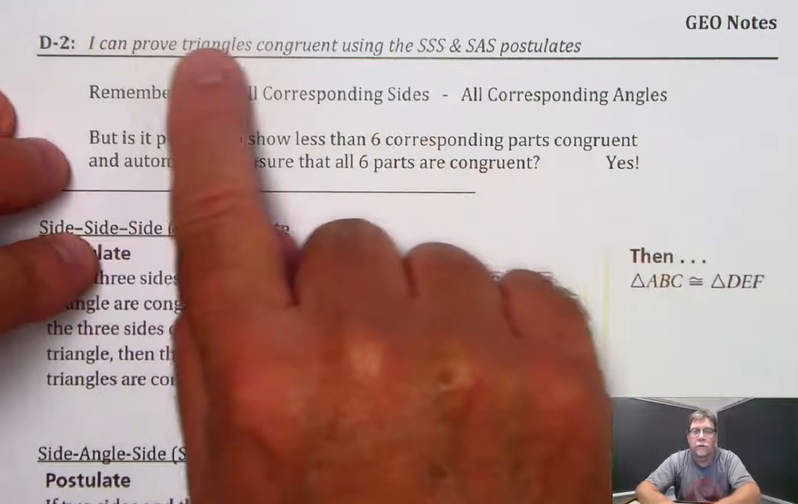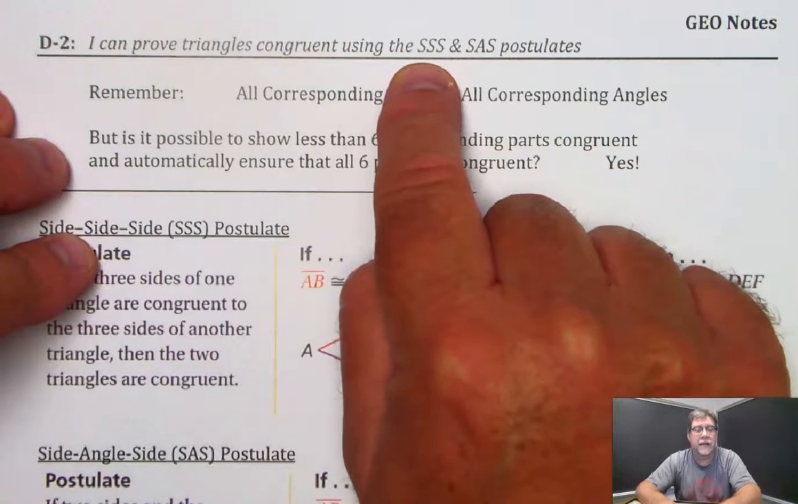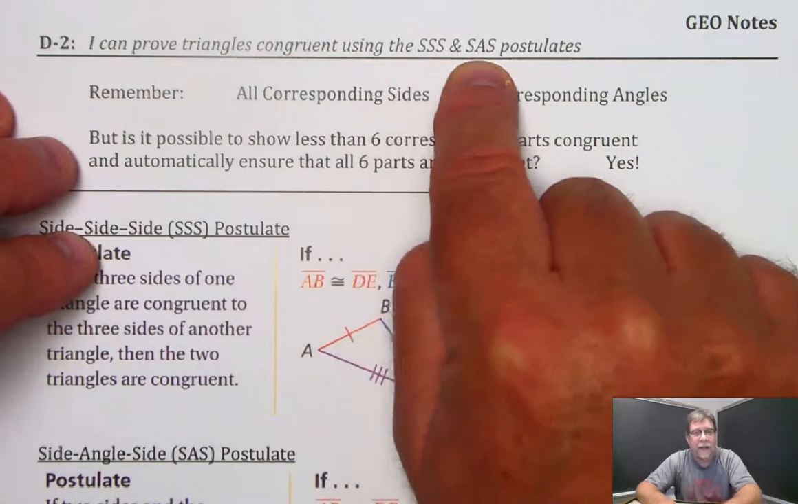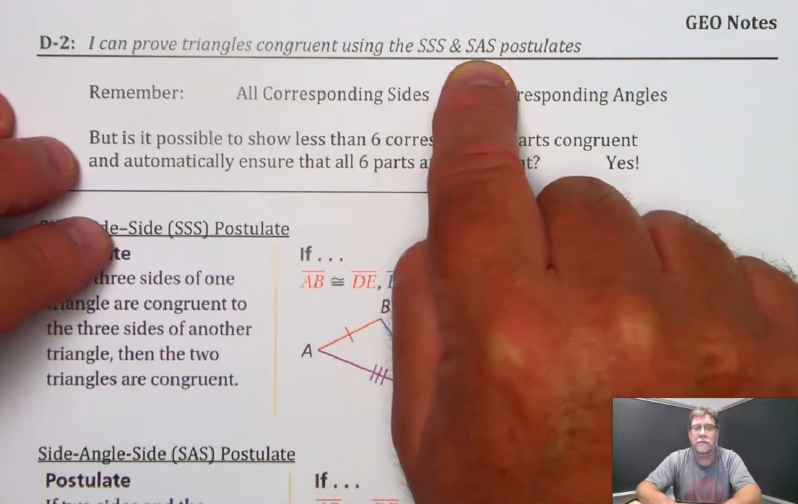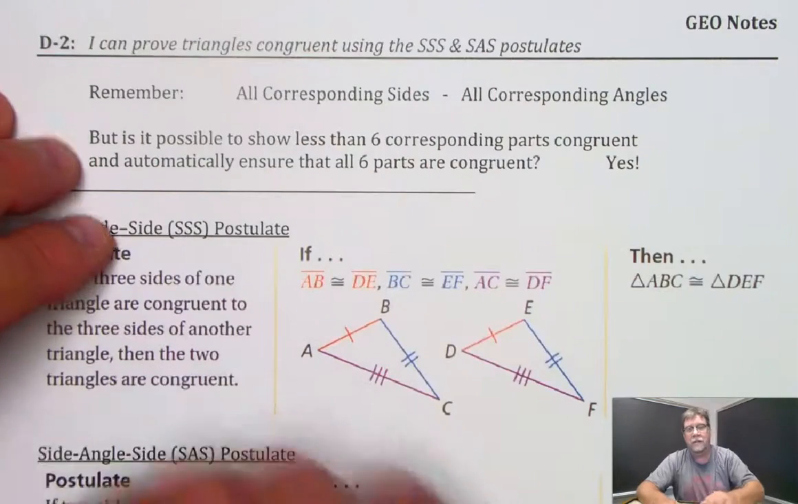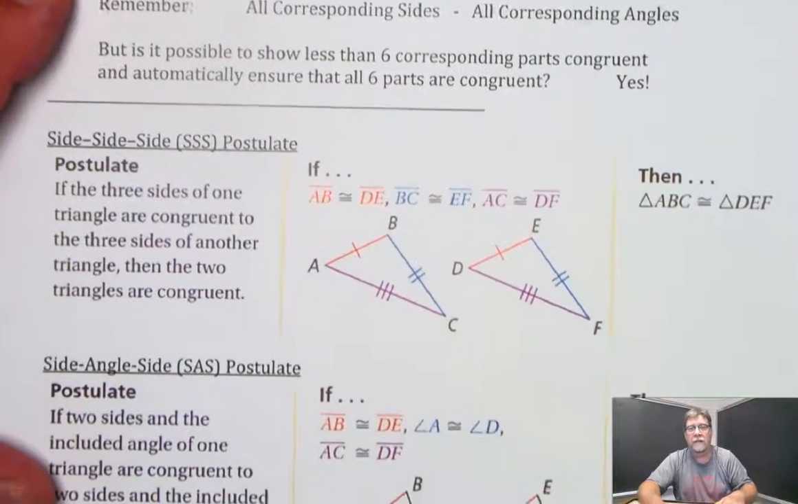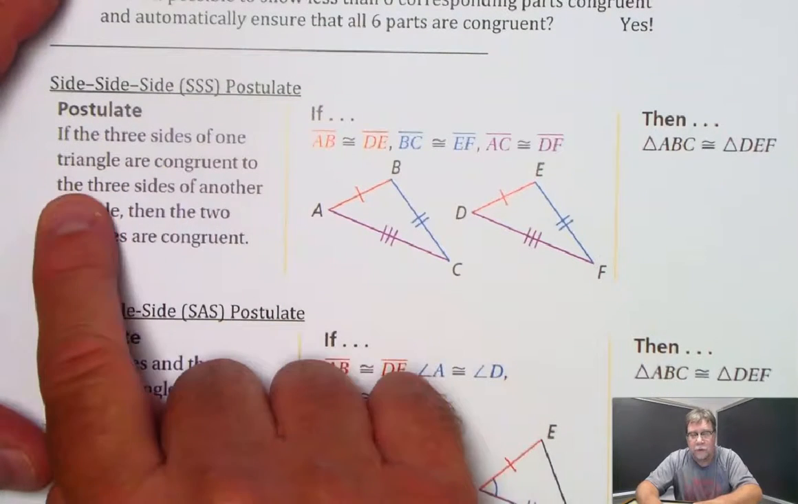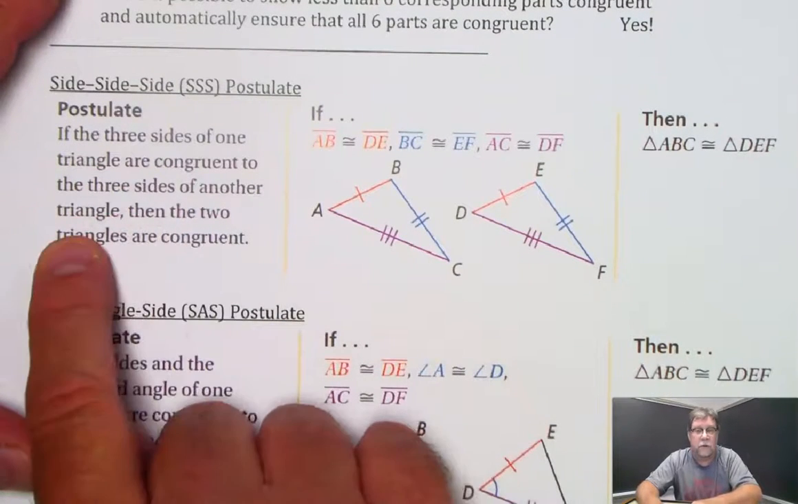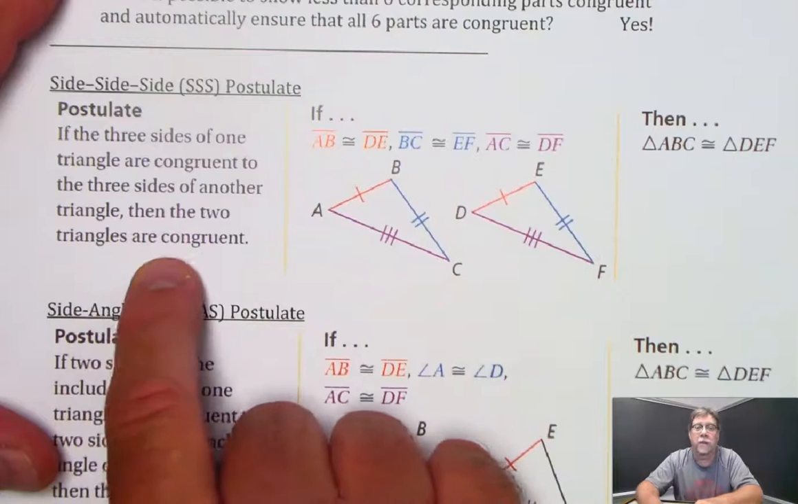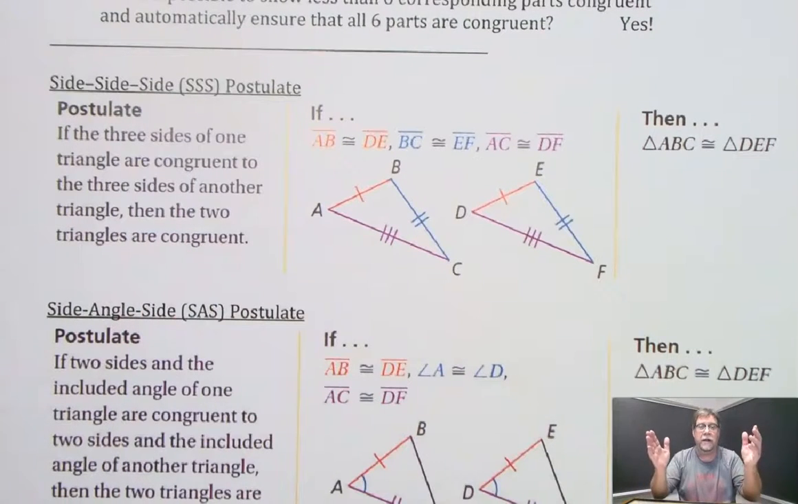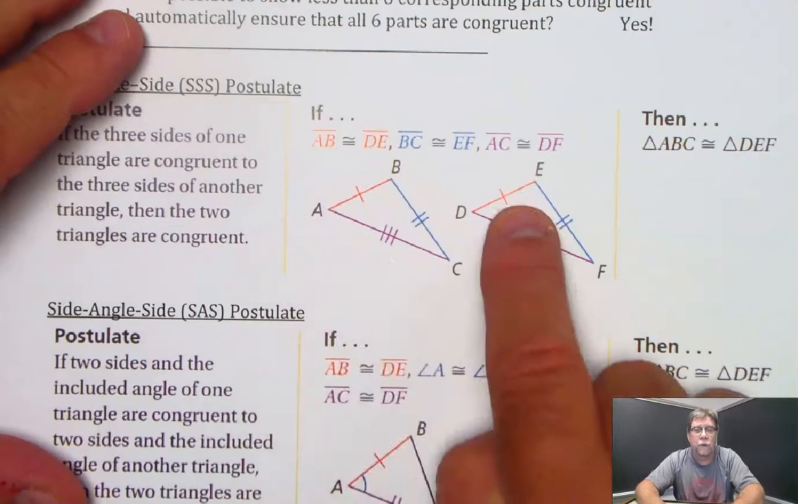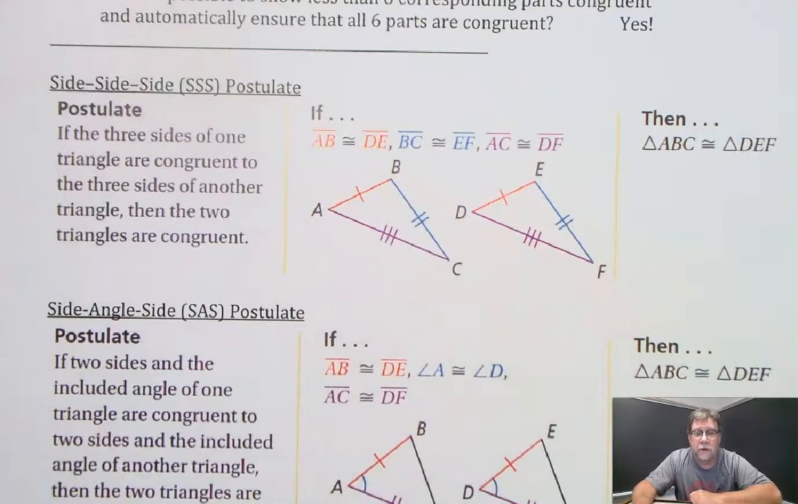We're going to look at proving triangles congruent using the SSS, which stands for side, side, side, and SAS, side, angle, side postulates. So let's take a look at the first one. It's called the side, side, side postulate. It says if 3 sides of one triangle are congruent to the 3 sides of another triangle, then the 2 triangles have to be congruent. Didn't even mention angles. All we really have to show are the 3 sides of one triangle congruent to the 3 sides of another triangle.